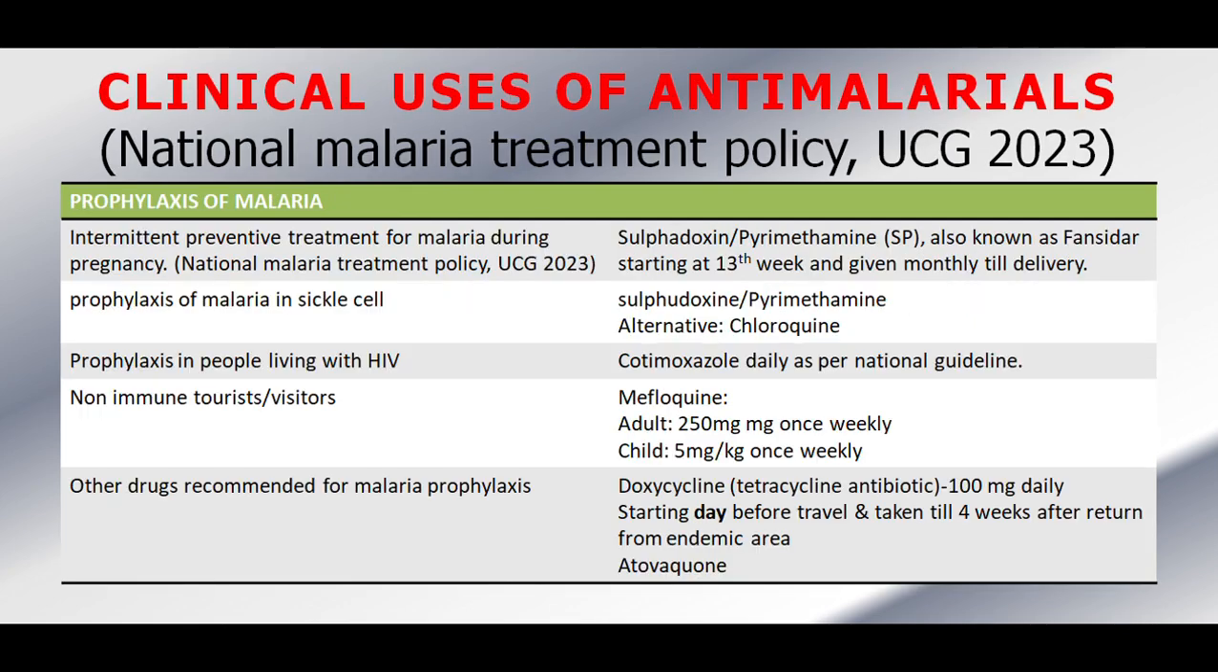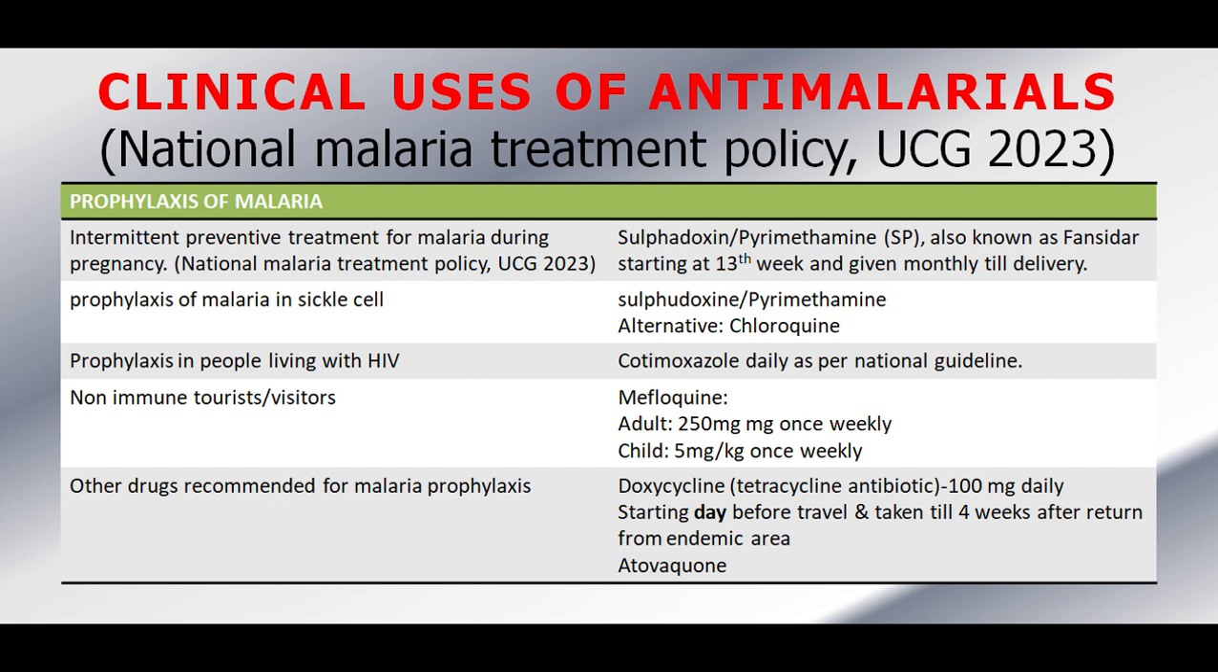Then let's go ahead and look at the prophylaxis of malaria. One, in pregnant women, we do what we call intermittent preventive treatment for malaria during pregnancy. The drug that is used is the antimalarial sulfadoxine and pyrimethamine, which is a combined drug. Most midwives refer to it as SP, and it is also known as Fansidar. So it is given starting from the 13th week and given monthly till delivery.